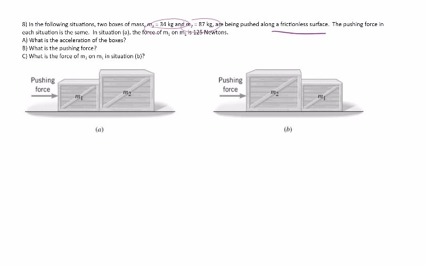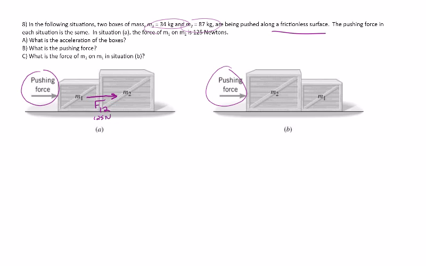The pushing force is the same. We don't know what this pushing force is, but the pushing force in each situation is the same. In situation A, it says the force of M1 on M2 is 125 newtons. What that means is that M1 is pushing against M2, call this force F12, and that is 125 newtons.